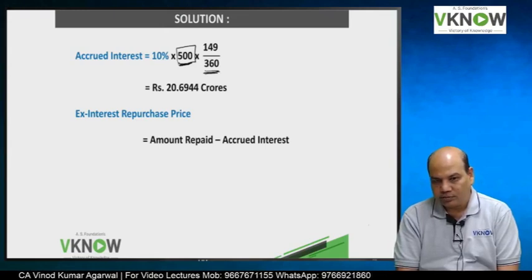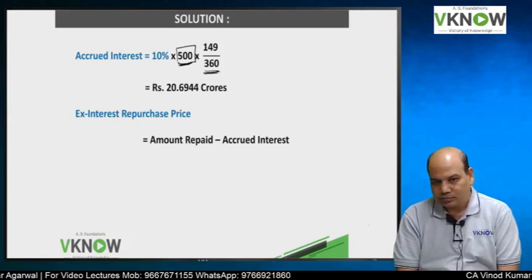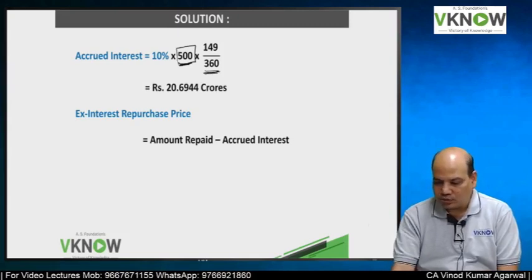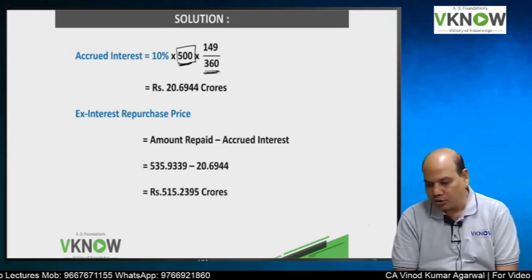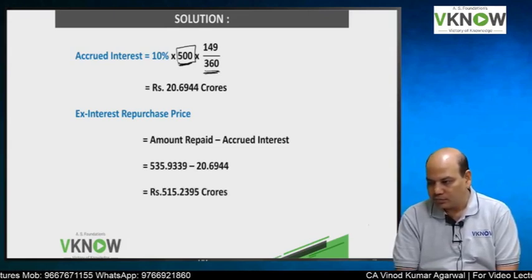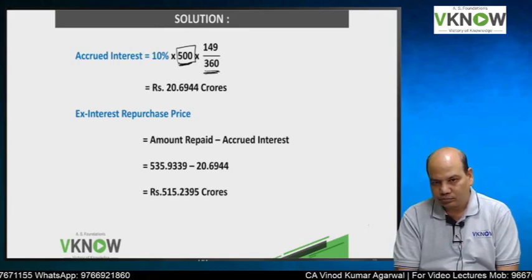Yes, please reply. You have just computed both the numbers above. Why are you taking so long? To answer, you have to take the difference. Anybody for 515.2395? Say yes. This is the ex-interest repurchase price.